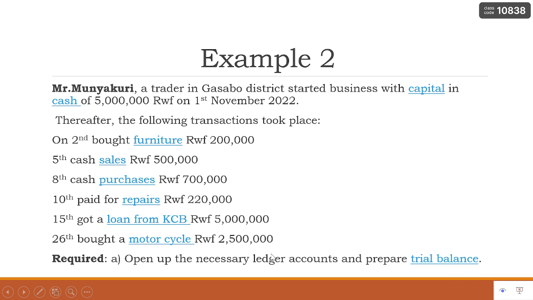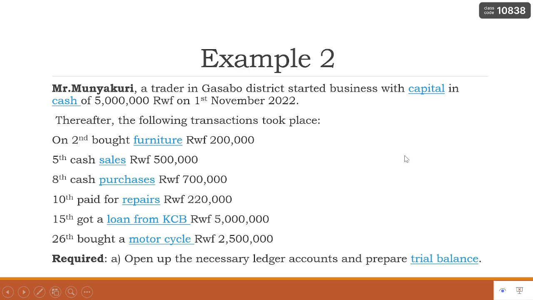On the second, bought furniture of 200,000. Fifth, cash sales of 500,000. Eighth, purchases of 700,000. 10th, paid repairs 220,000. 15th, got a loan from the bank of 5 million. 26th, bought a motor vehicle for 2,500,000 Rwandan francs. Then we are required to open up the necessary ledger accounts and prepare the trial balance.